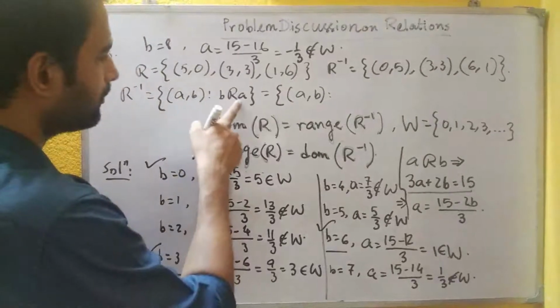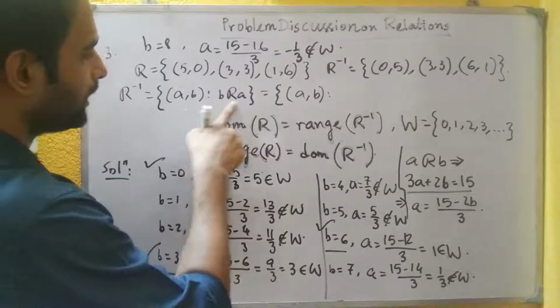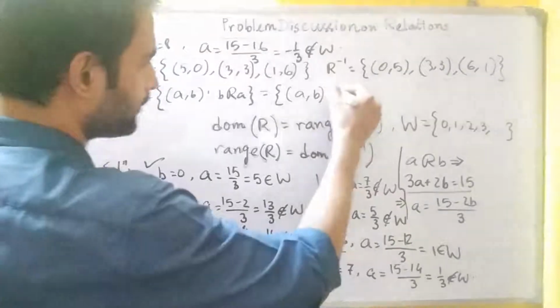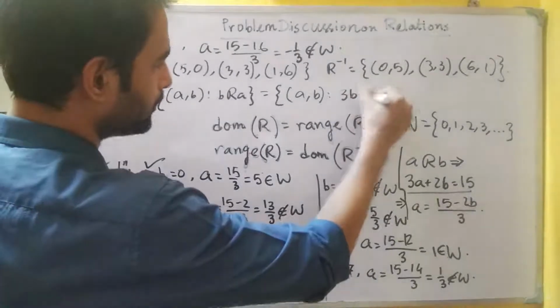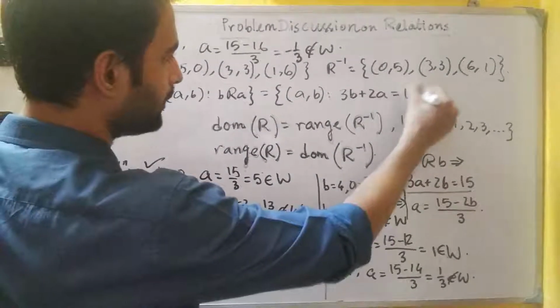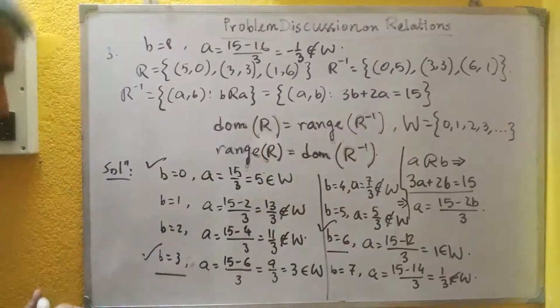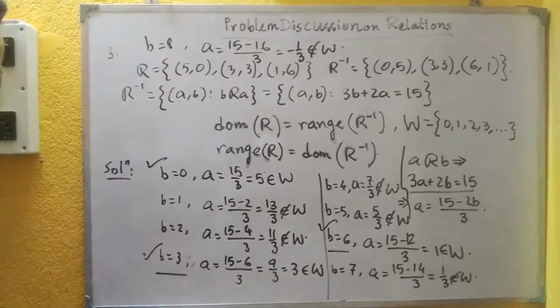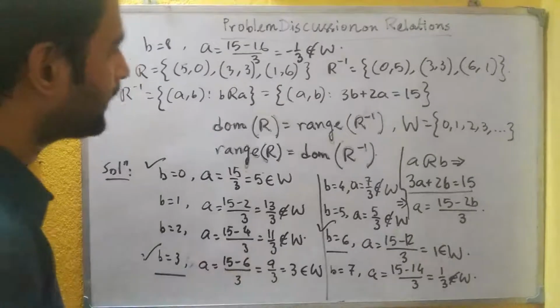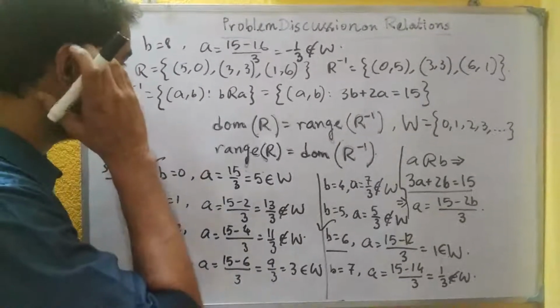So what should we mean by B R A? It should be 3B plus 2A is equal to 15. We are changing the positions of A and B for the inverse relation. So that's how we are getting the inverse relation here. There is R inverse.